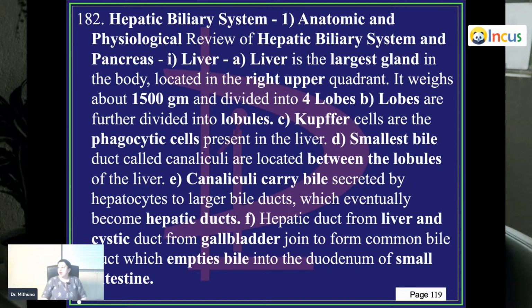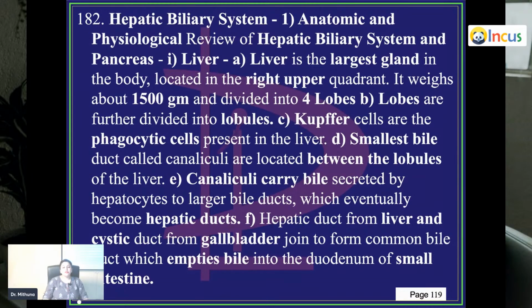Okay, so you have the liver here. Firstly, the liver is the largest gland in the body. It's located in the right upper quadrant. I'll show you how the abdomen is divided into 9 quadrants or 9 parts. So the right upper quadrant is where you see the liver. It weighs about 1.5 kgs, that's like 1500 grams, and is divided into 4 lobes. Lobes are further divided into lobules.